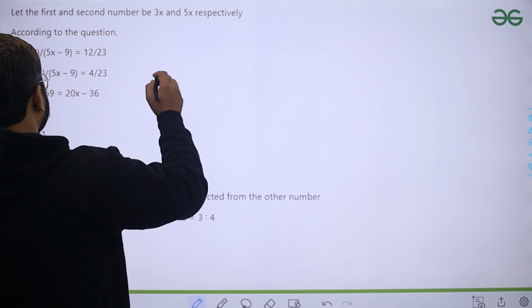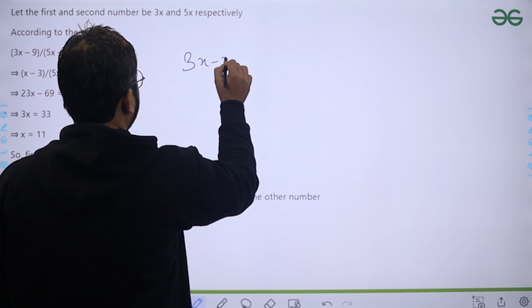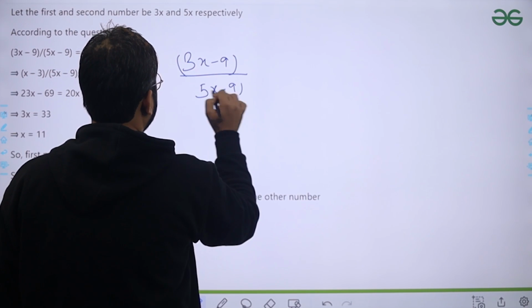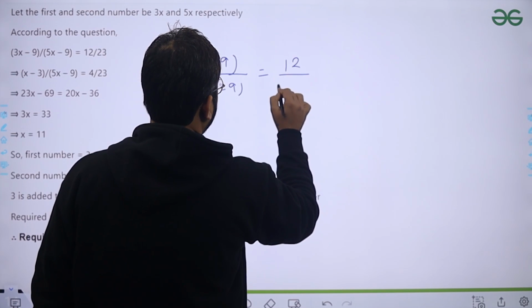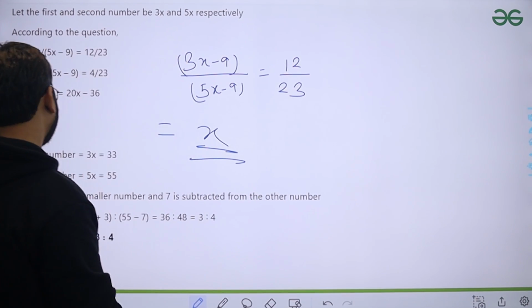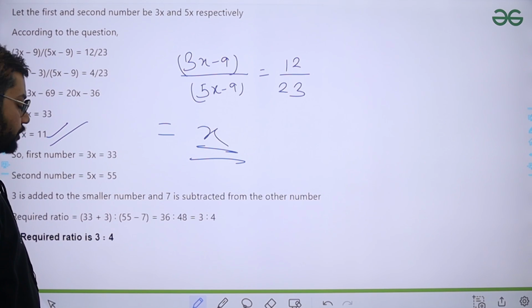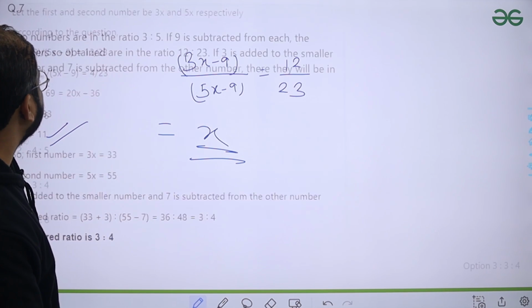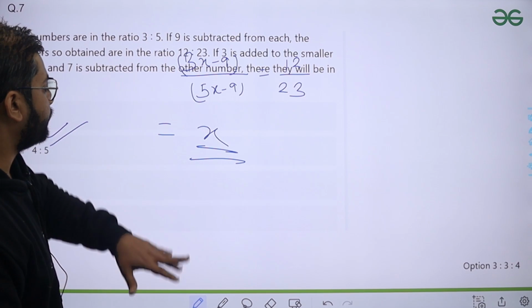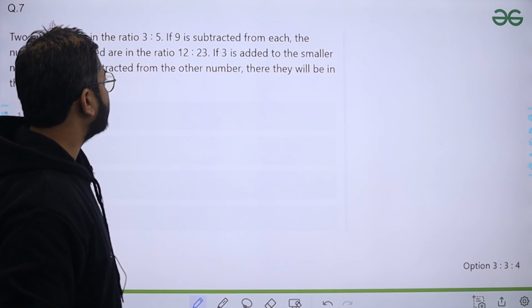So हम लोग सबसे पहले 9 subtract करते हैं. So 3x minus 9 and the second number 5x minus 9 is equal to 12 by 23. From here you can find the value of x. Okay. So I'm getting x is equal to 11. Now the first number is equal to what? 33. Okay. First number is equal to 33. Second number is equal to what? 55. Okay. Now first number, second number we have got.